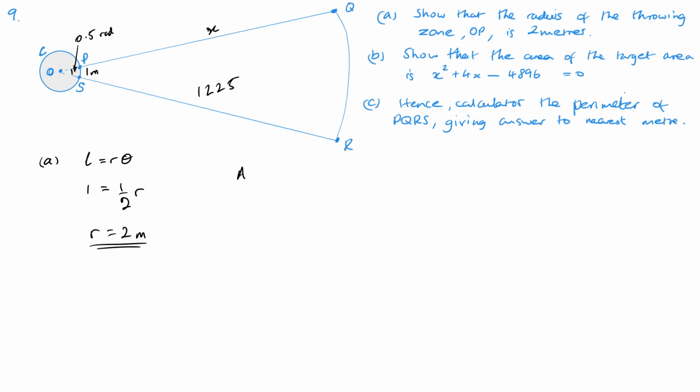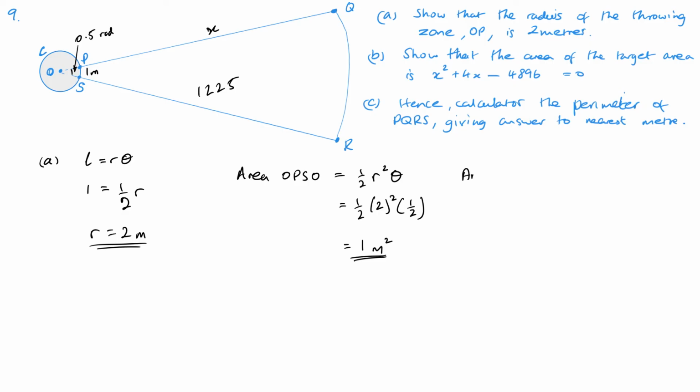So area OPSO. So this is a half r squared theta. So that's a half times 2 squared times a half. 2 squared is 4, and a half times a half is a quarter. So this is an area of 1 meter squared.